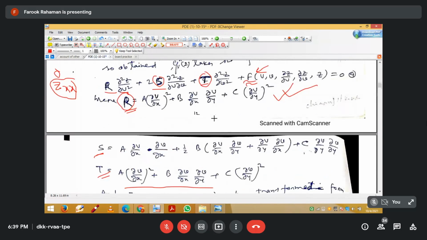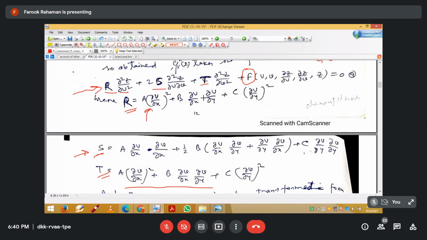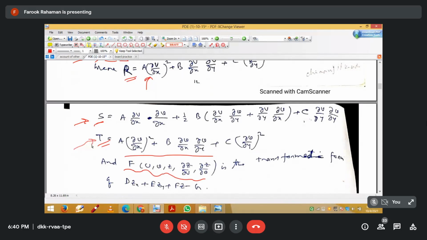Now, after using the transformation U and V, our differential equation transforms to this particular form: R, S, T, and F, an arbitrary function. The remaining terms after using the transformation we call F, where R is this term, S is represented by this, and T is given by this one.